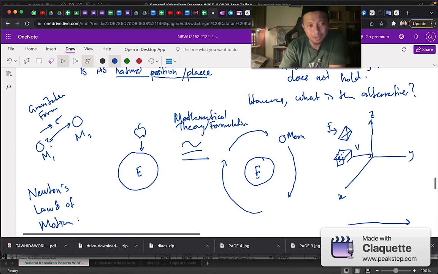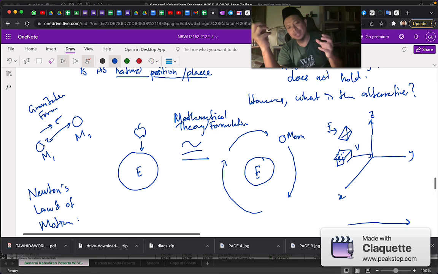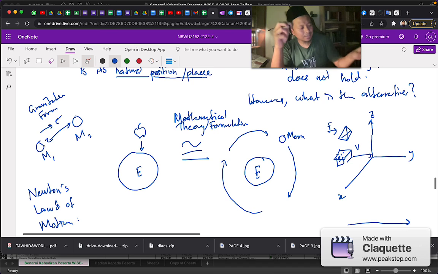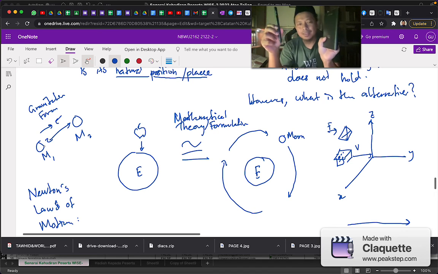Now, Newton's universal theory of gravitation states that whenever you have two objects, there is a gravitational force between the two objects. So if I take this pen and this notebook, as a matter of fact, there's a gravitational force between this pen and this notebook. We can't feel it because it's very weak.